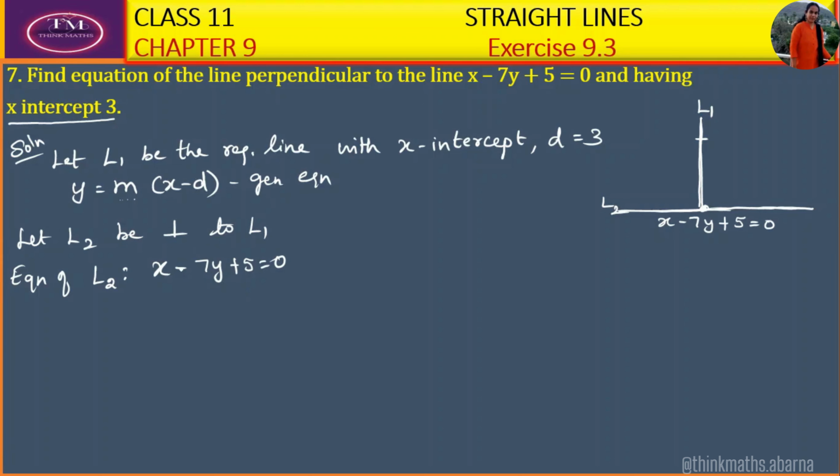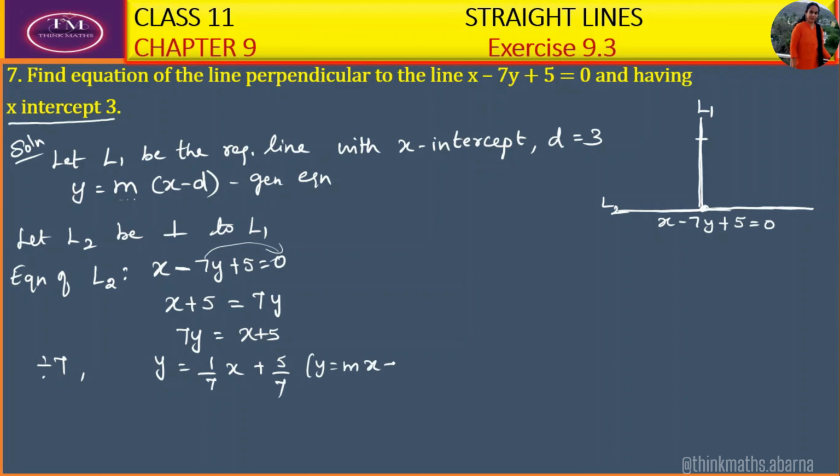So this negative is for y, so take this to the RHS. So x plus 5 will be equal to plus 7y. Now just interchange: 7y equal to x plus 5. Dividing by 7, we get y is equal to 1 by 7 x plus 5 by 7. If we compare with y is equal to mx plus c, here m is equal to 1 by 7.